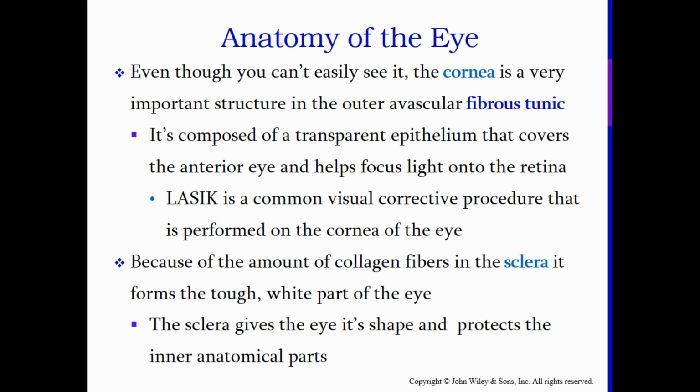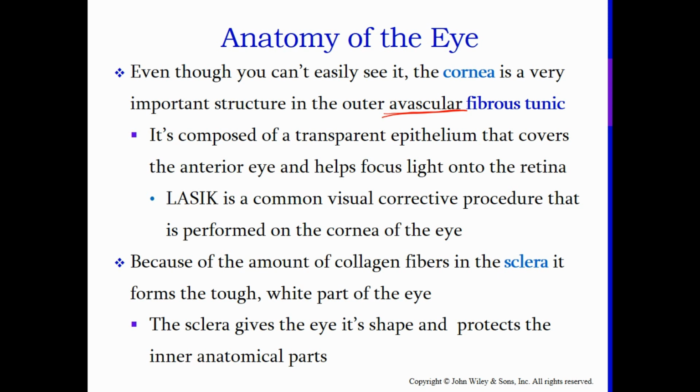Even though you can't easily see it, the cornea is a very important structure in the outer avascular fibrous tunic. Remember, avascular means no blood vessels. So not a lot of blood supply up there if it has no blood vessels. It's composed of a transparent epithelium, we look through it, that covers the anterior or the front of the eyeball and helps focus light onto the retina.